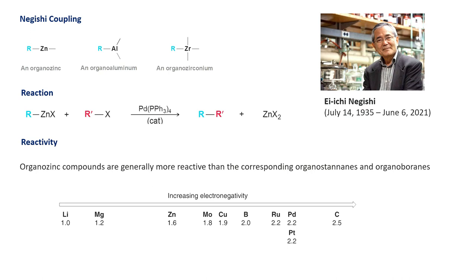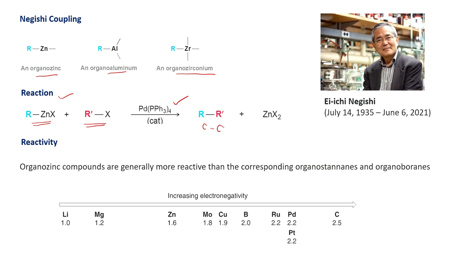In the Negishi reaction, you can use a wide variety of metals like organozinc, organoaluminium, organozirconium. In the Negishi reaction, you treat your organozinc compound with an organoelectrophile in the presence of a palladium catalyst. It will give you a new carbon-carbon bond formation.